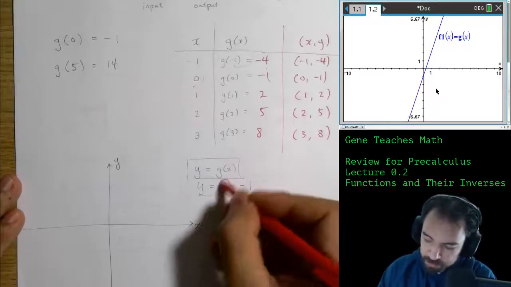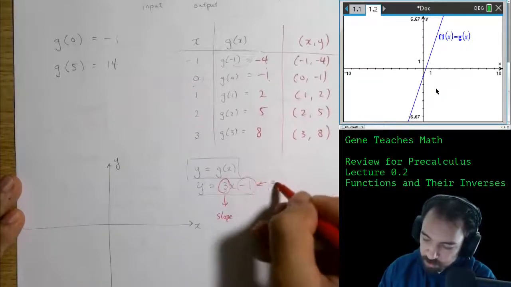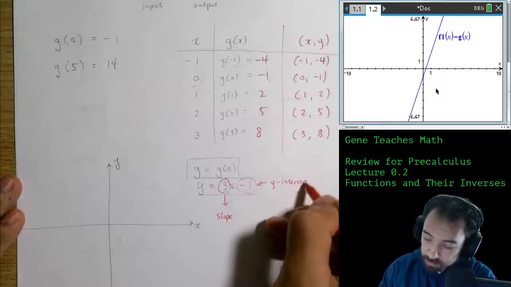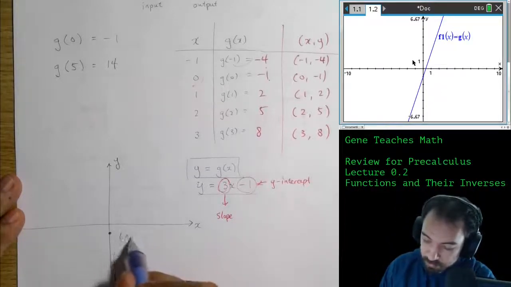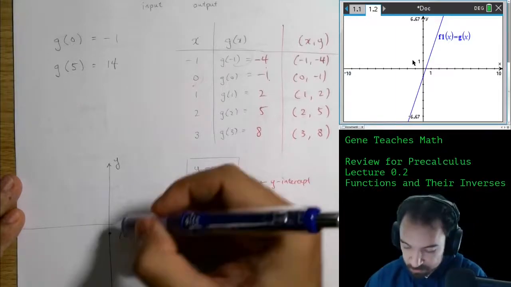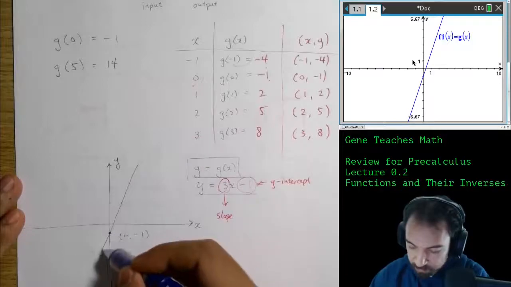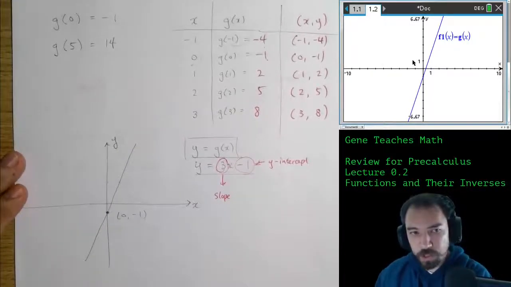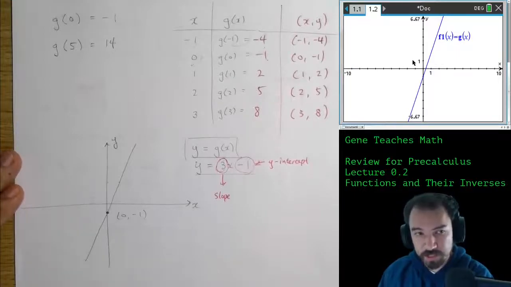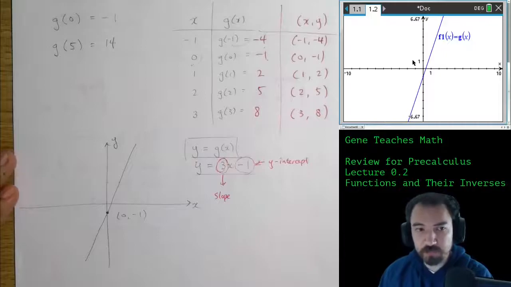Because remember, of course, this number here, this is the slope, and this number here is the y-intercept. So we look at that and say, oh, that's going to be a y-intercept 0, negative 1, and the slope is going to be 3, so that's up 3 over 1, and we have this nice graph that we can see on the screen. Okay, so now we have a way to discuss how to represent functions in graphs.